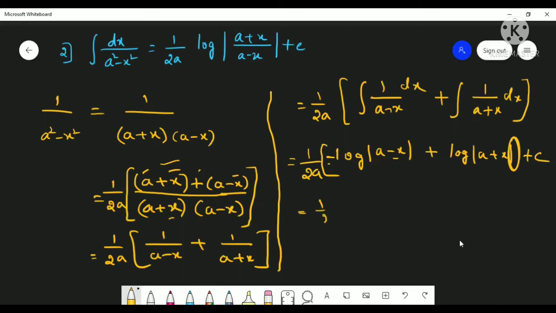Now 1 by 2a. Here we have minus log m plus log n, like that. In the numerator you will get a plus x, because this is plus, and this is minus, so a minus x, plus c. Now this is the proof of the second particular integral. Okay, now let me move on to the third one.